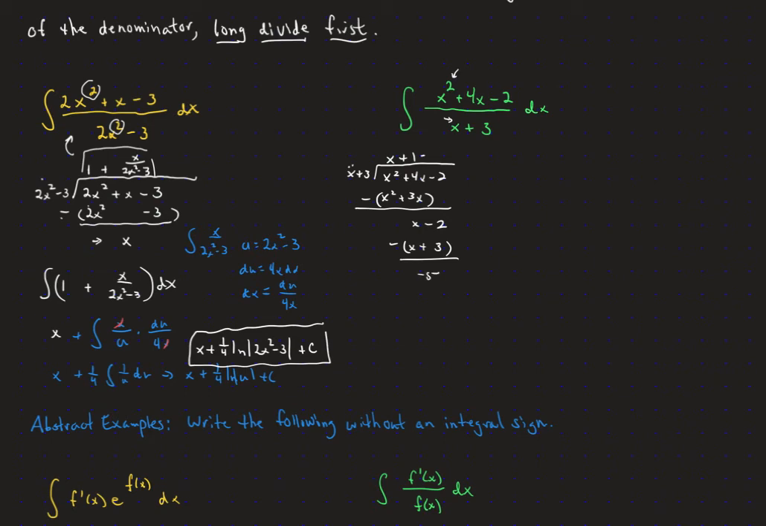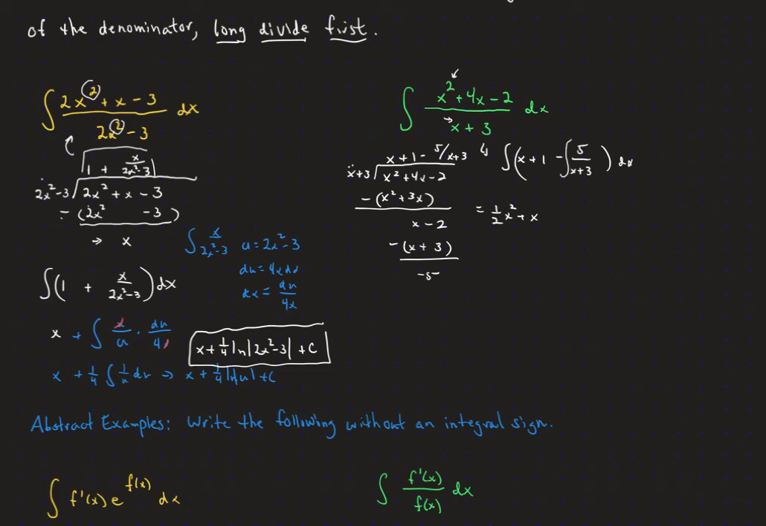So we will take our remainder over what we divided by. So our integral will become the integral of x plus 1 minus 5 over x plus 3. So the integral of x is 1/2 x squared. The integral of 1 is x.